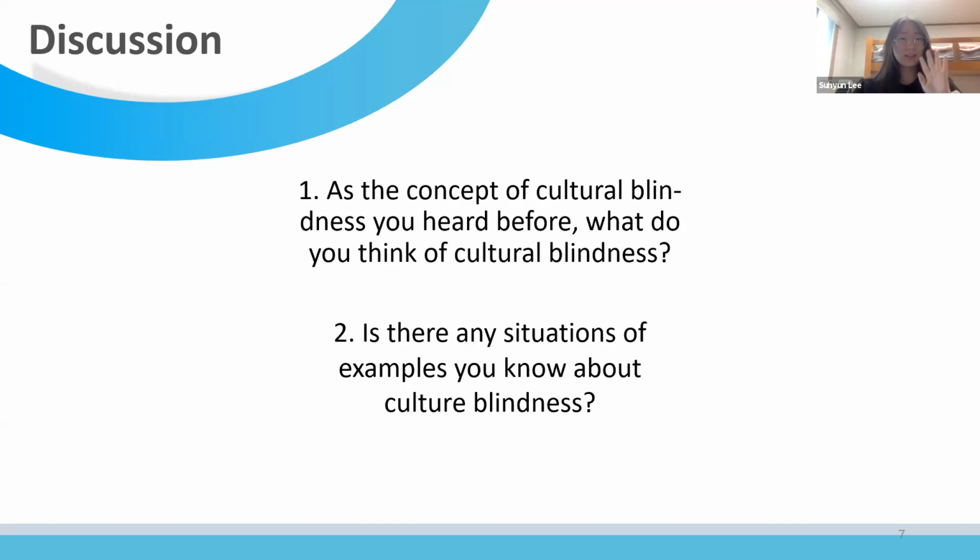Just one sentence. Our group also discussed that cultural blindness ignores cultural strengths and that it pursues assimilation rather than integration. It pursues, what was it? Assimilation. Assimilation, okay. Yes, rather than integration.